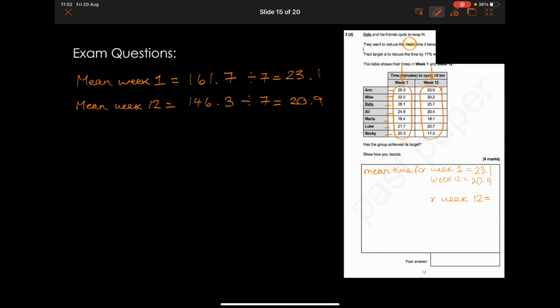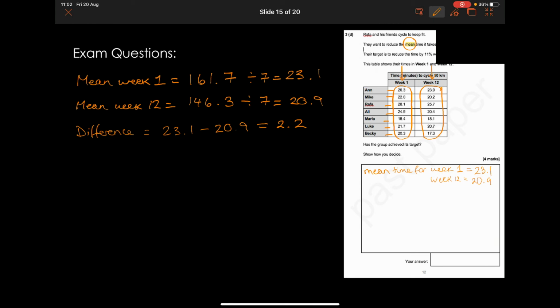All right. So what I need to do now is work out if they have reduced their time by 11%. So I need to work out the difference in their time. The difference in their average would be 23.1 subtract 20.9, and that gives me 2.2. So 2.2 is their difference in time.